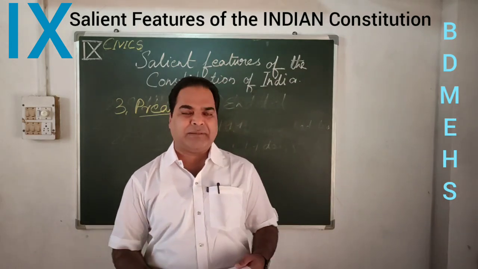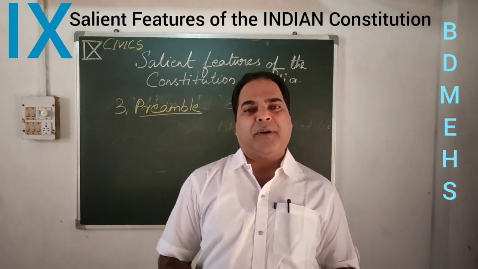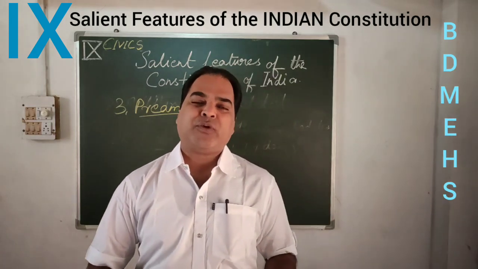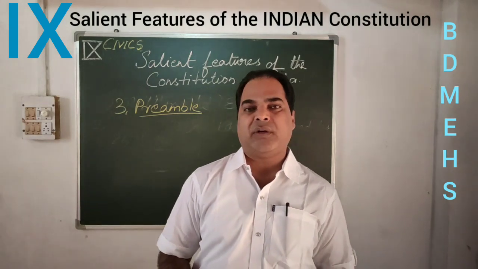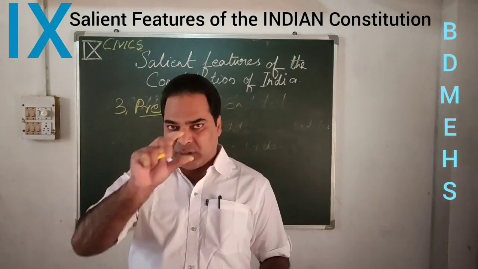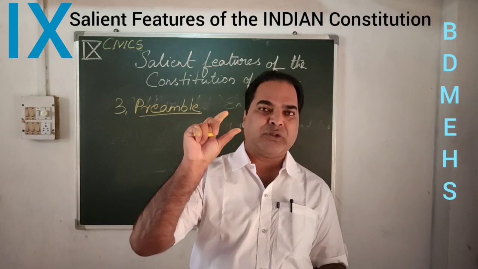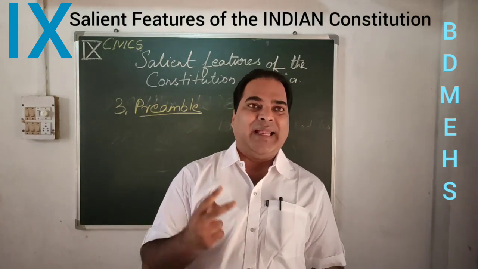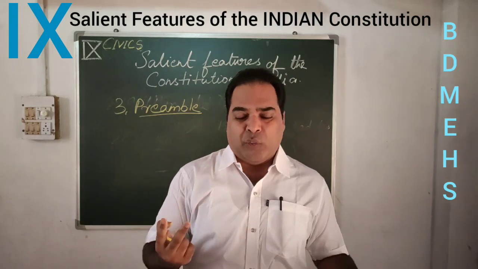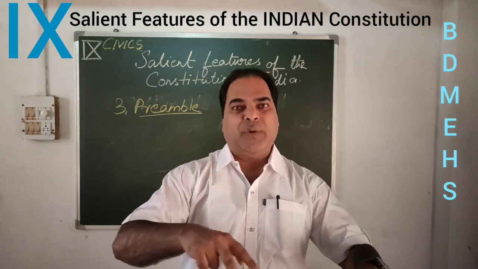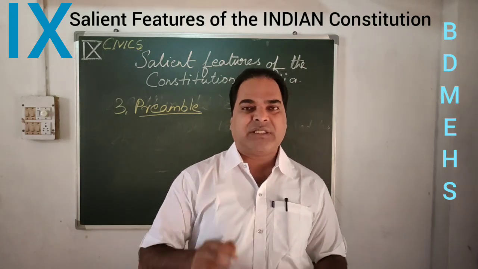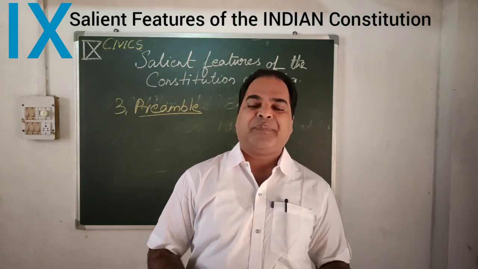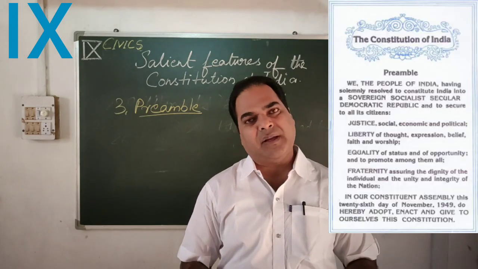Like it reads: we the people of India solemnly resolve to constitute India into a sovereign, socialist, secular, democratic republic. So these 5 important words: sovereign, so India is a sovereign country, India is a socialist country. So we the people of India resolved, we decided to make India into a sovereign country, socialist country, secular country, democratic country and the republican country.